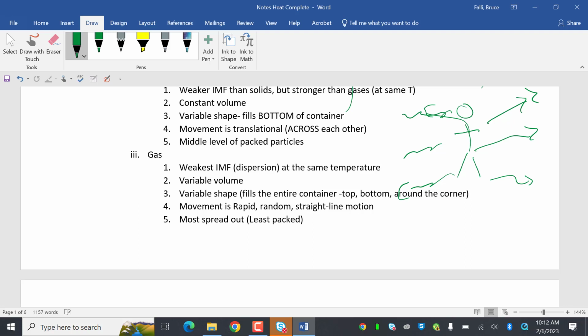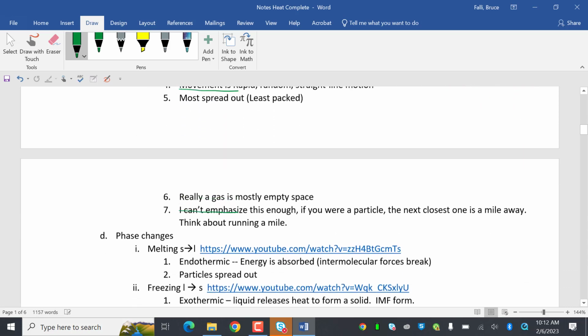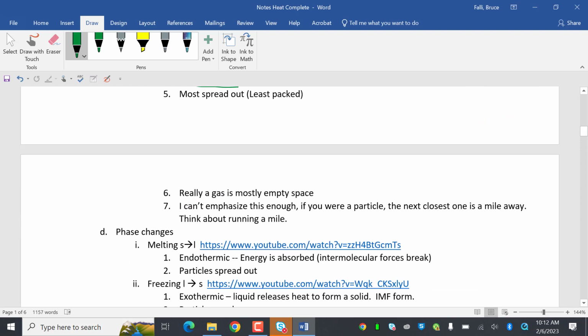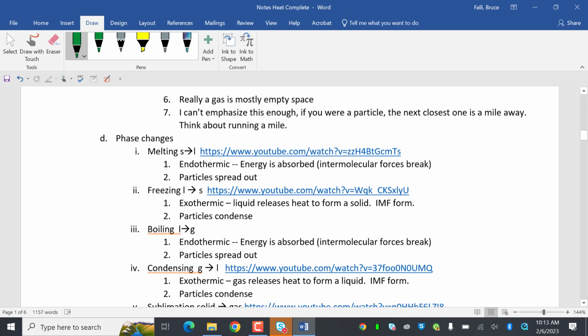Okay, and the movement for a gas is rapid, random, straight line motion, and it's the most spread out. Really, a gas is mostly empty space, so I really can't emphasize how empty a gas is. If you are a particle, the next closest one is a mile away. Think about actually having to run a mile. That's far. Okay, I'm a little short on time, so I might have to do the videos in class.